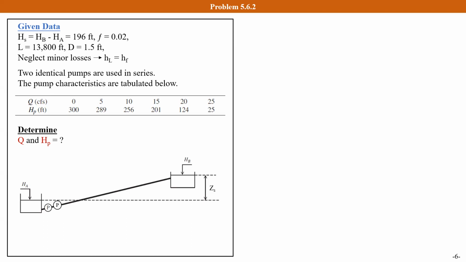In this problem, we need to determine the flow rate and the energy head added to the flow by each pump if two identical pumps are used in series. And the pump characteristics are tabulated below. Although this problem uses two pumps, to solve it we still need to use the system curve equation. So the first step is to calculate the water rise. It's already given, it's 196 feet.